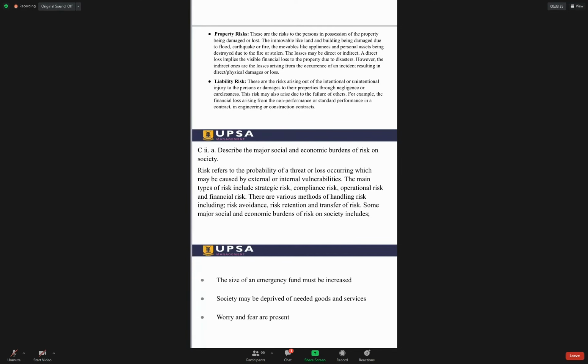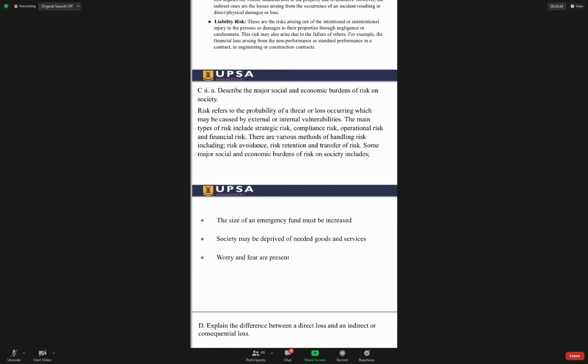So our next question is to describe the major social and economic burdens of risks on society. Risk is something that really causes a society to have a lot of burden. Before I give my example, I would like to give some of the effects that risk has on society. One, the size of an emergency fund must be increased. Two, society may be deprived of needed goods and services. Three, worry and fear are present. I'll not take us too far, I'll just bring us into our present time.